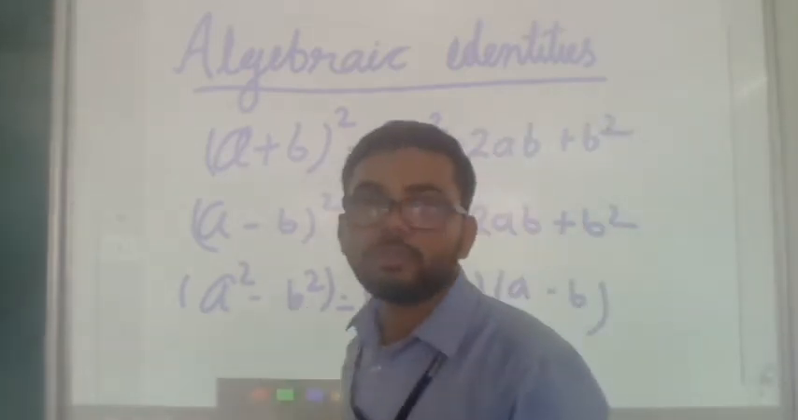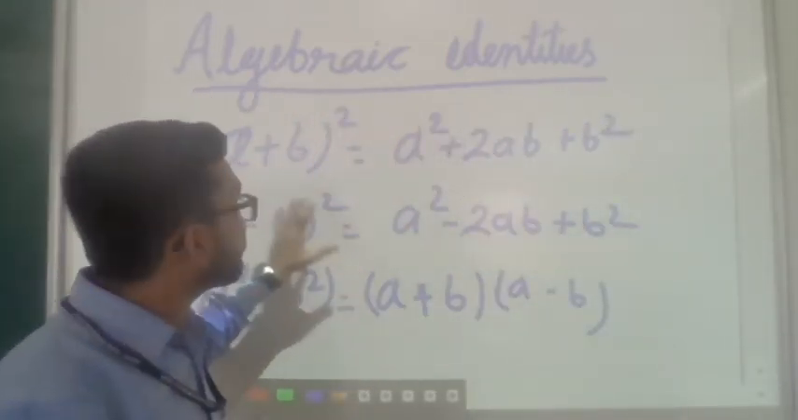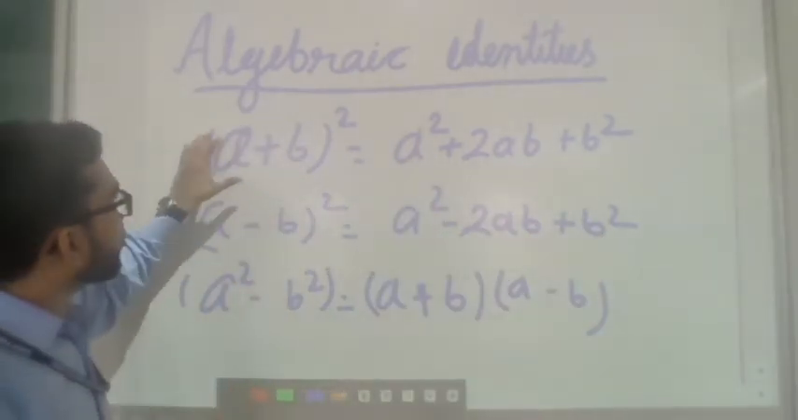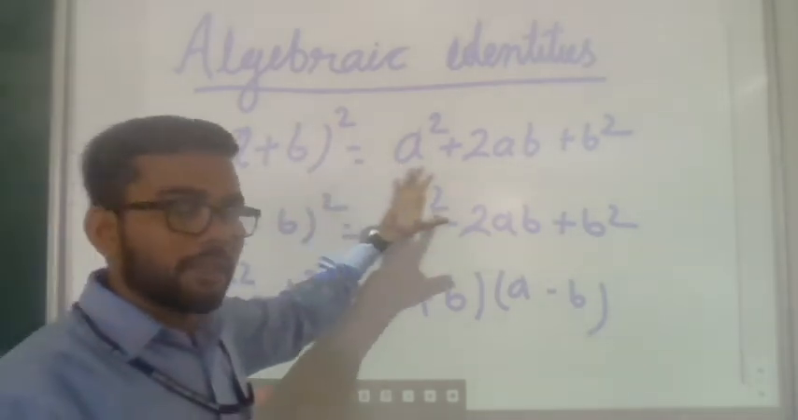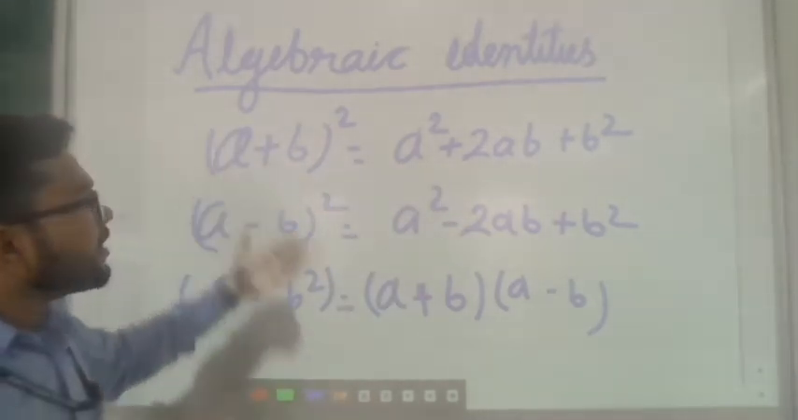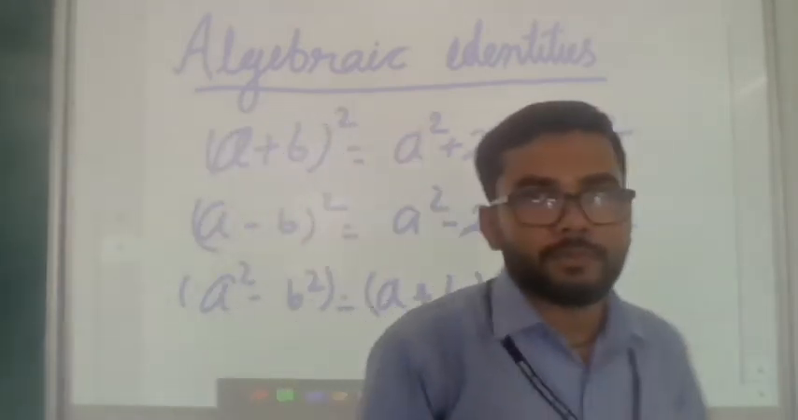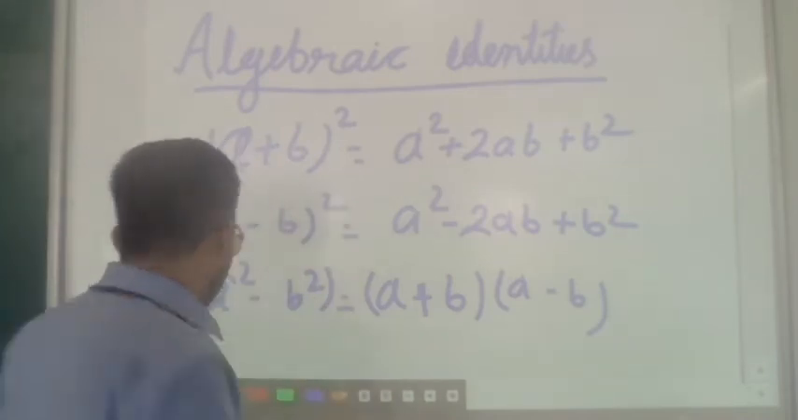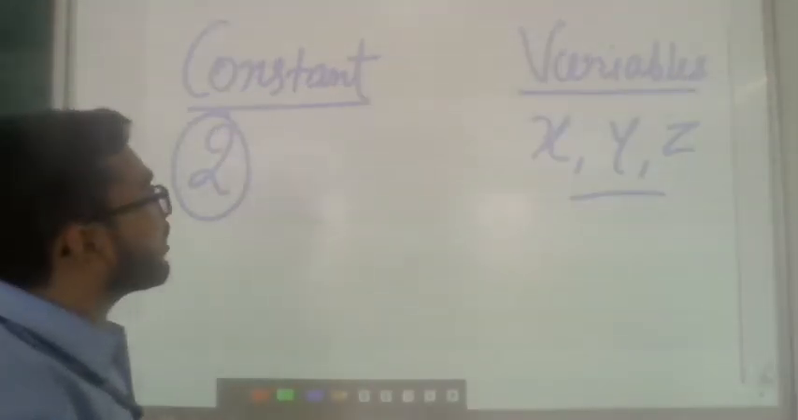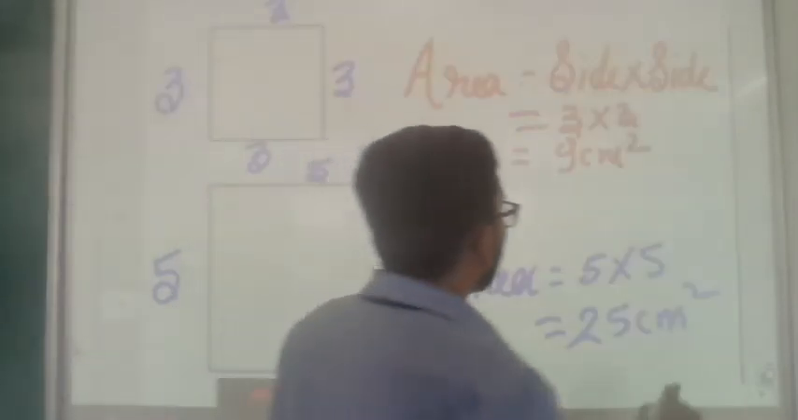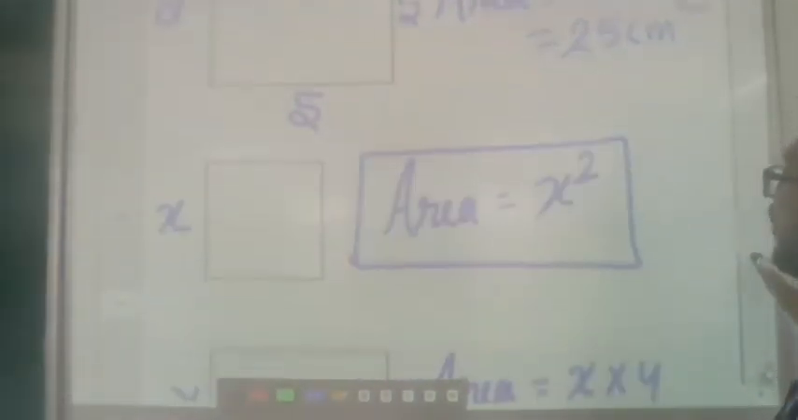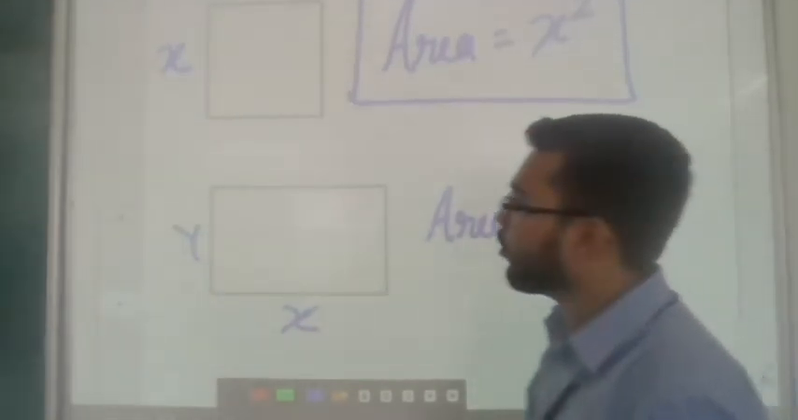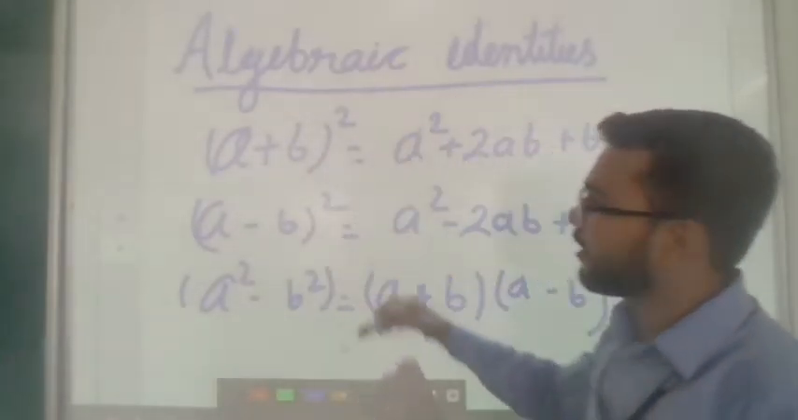So these are also algebraic expressions because they are in the form of variables and constants. You can take any value in place of a and b. Now what you are observing, whatever I have taken right now as algebraic expression, like the area of a square, x square, the area of a rectangle, x into y. Similarly, these are the algebraic identities.